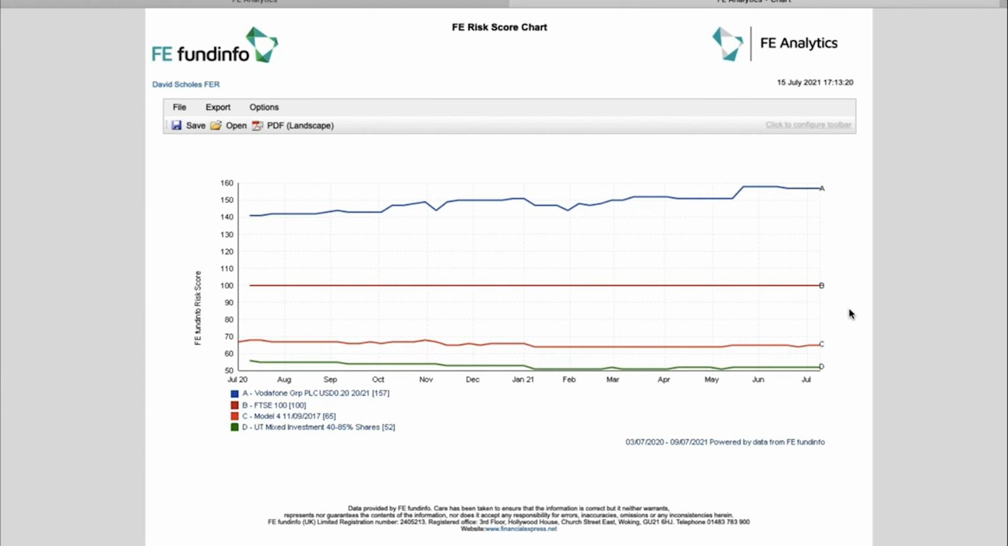The FTSE 100 will always be a flat line at 100, and I can see very clearly that the equity takes a hell of a lot more risk than the FTSE 100 as you'd expect. And down here I've got my well diversified model portfolio and a well diversified sector of multi-asset solutions.